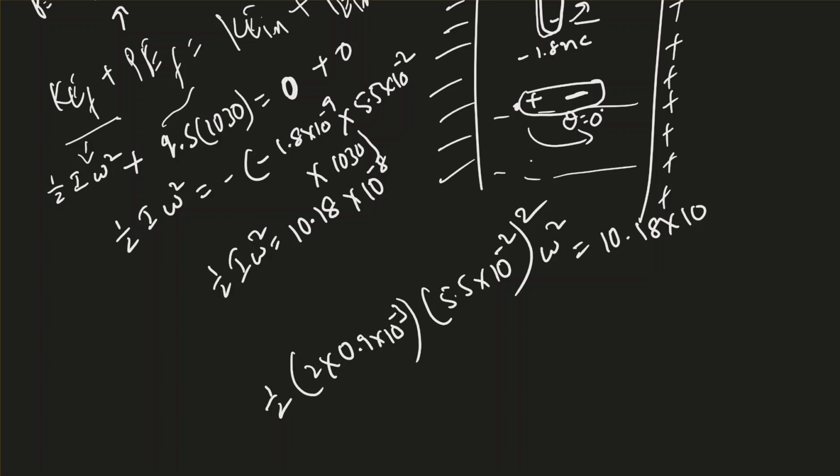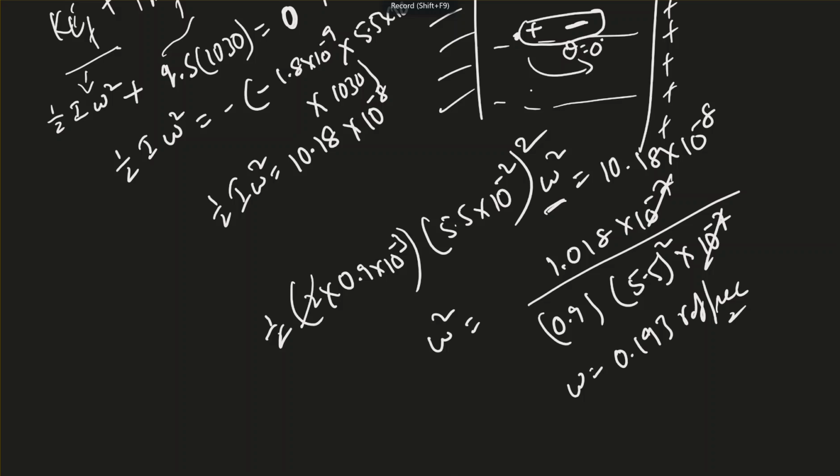10.18 times 10 to the power of minus 8. Now my goal is finding the omega. The 2 gets cancelled out. So after substituting the values, I end up with omega square equal to, or omega equal to 0.193 radians per second. So here are the calculations.